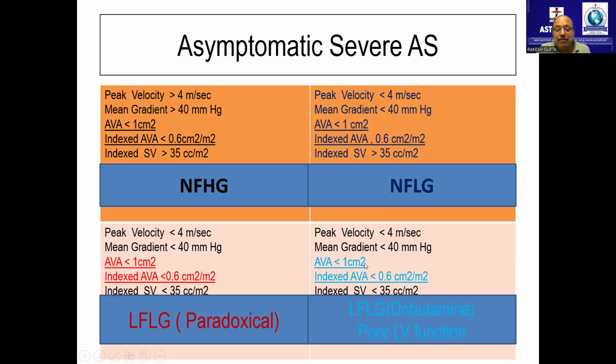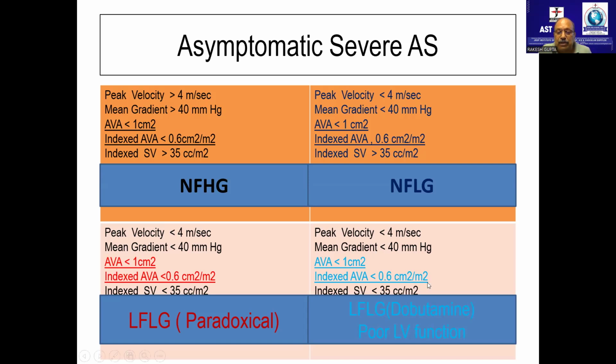Here the ejection fraction is even less than 54%. So what will exactly happen? Aortic valve area is less than 1, index area is less than 1, stroke volume is less than 35, gradients are low, but even LV function is poor. So what we give is low dose dobutamine. Low dose means it increases the cardiac contractility, less than 10 mcg per kg body weight. We start from 2.5, go to 5, go to 7.5, and maximum 10. Heart rate should not increase, only the force of cardiac contraction should increase.